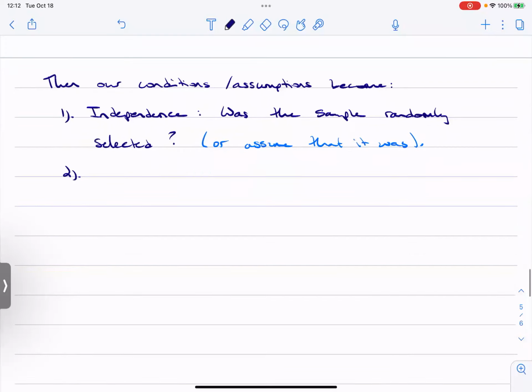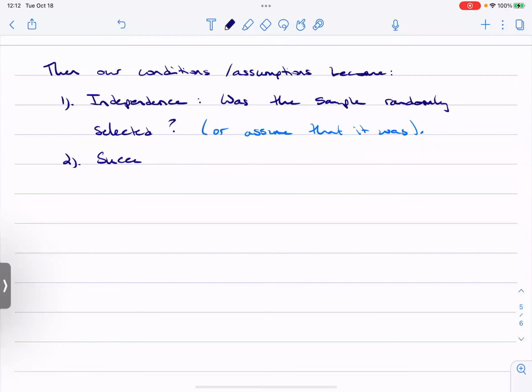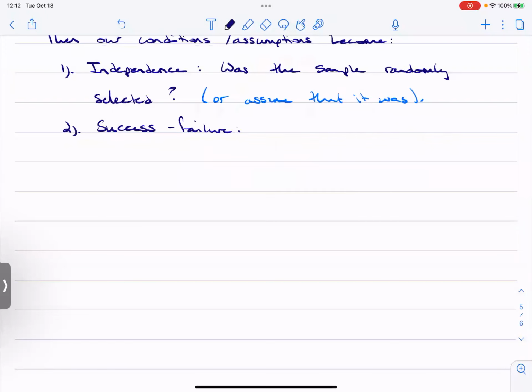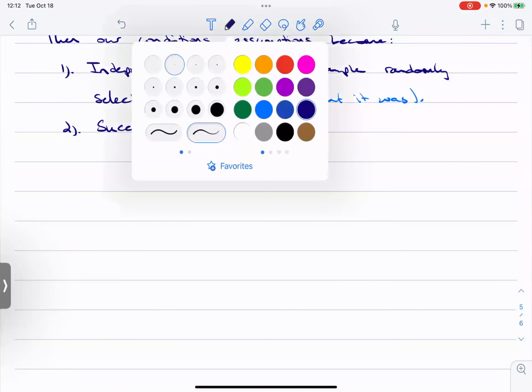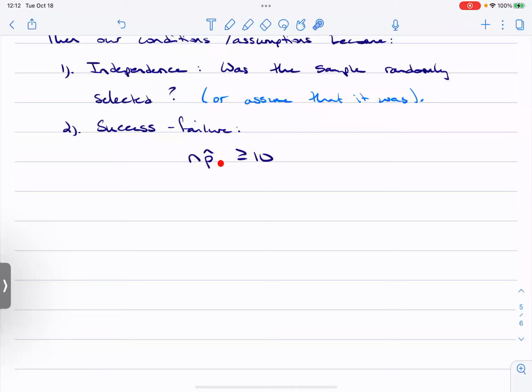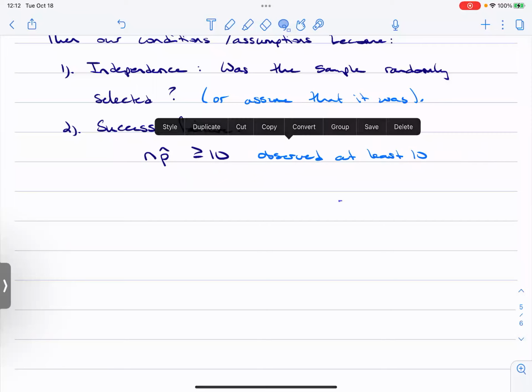Two is the success failure condition, which says that I need to check if n times p hat, swapping out p for p hat, is greater than or equal to 10. Here n is the sample size and p hat is the sample proportion of successes. So this becomes, I need to have observed at least 10 successes.